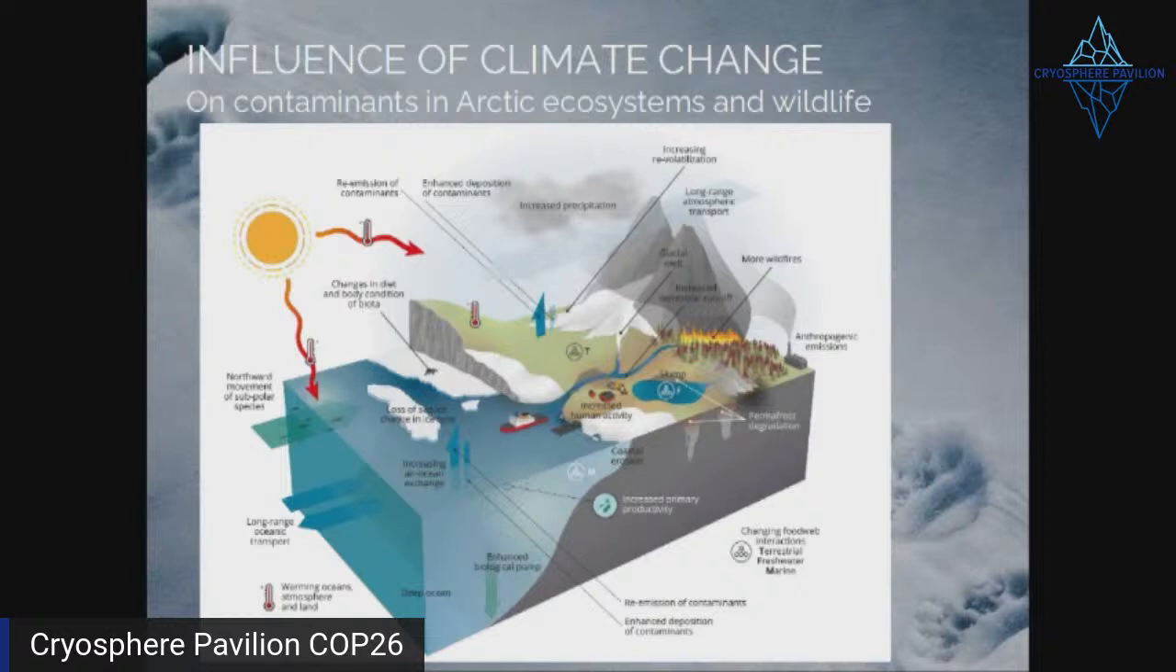So, just to make the picture a bit worse, I feel a bit like Dr. Doom here, but climate change also affects indirectly, for instance the pathways for contaminants to be transported up to the Arctic, to be deposited in the Arctic, and how they are taken up by the food webs and accumulated in the food webs.